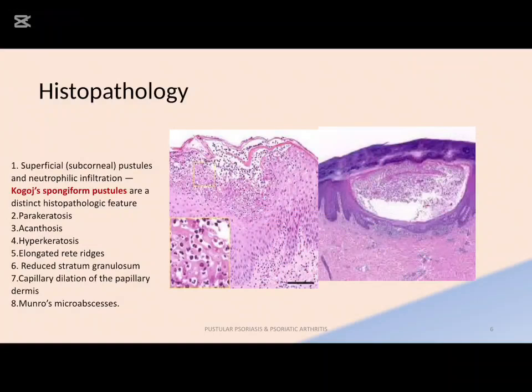Histopathology. On biopsy of the skin lesions, histopathology shows superficial subcorneal pustules and neutrophilic infiltration. Kogoj spongiform pustules are a distinct histopathological feature. Next are parakeratosis, acanthosis, hyperkeratosis, elongated rete ridges, reduced stratum granulosum, and capillary dilation of the papillary dermis. And last is Munro's microabscess formation.